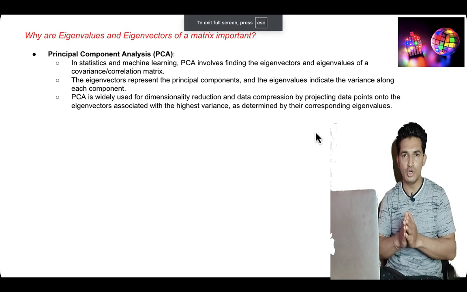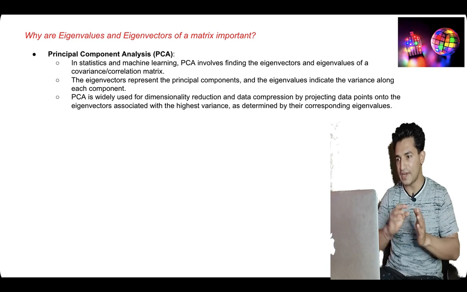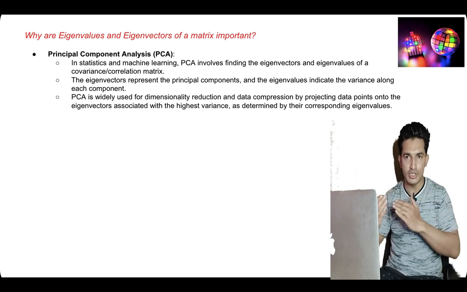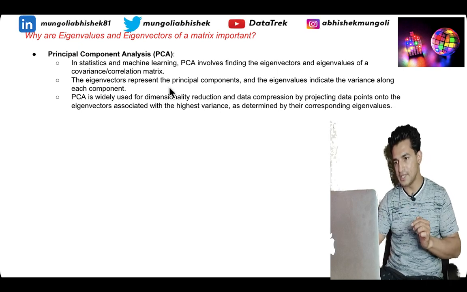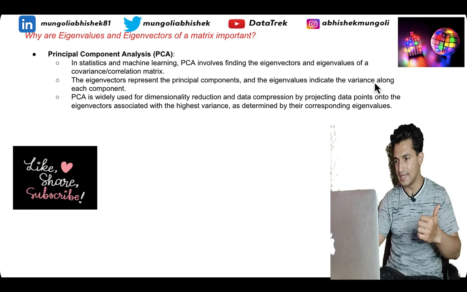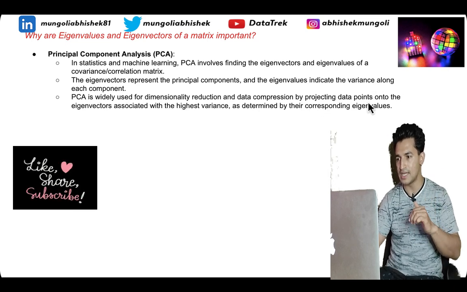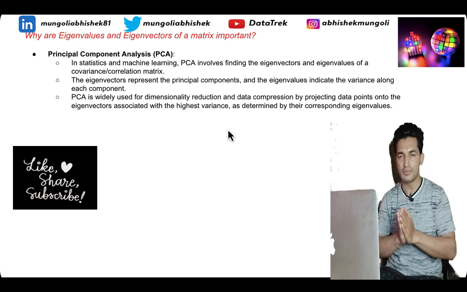So that's it in this video, where we looked at principal component analysis. In statistics and machine learning, PCA involves finding the eigenvectors and eigenvalues of the covariance matrix and projecting all the data points onto these eigenvectors of the covariance matrix. The eigenvectors represent the principal components and the eigenvalues indicate the variance. PCA is widely used for dimensionality reduction and data compression by projecting data points onto the eigenvectors associated with the highest variance as determined by their corresponding eigenvalues.